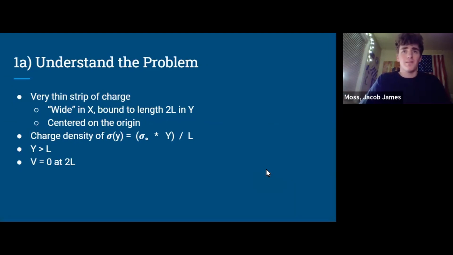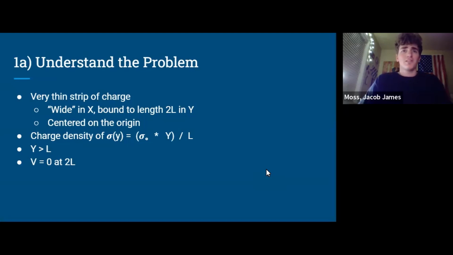We have been tasked with looking at a very thin strip of charge with several key properties. The first of which is that this strip is very wide in the x direction, not exactly defined yet, while maintaining a given length of 2L in the y direction. The next important bit for us is that the center of this strip is at the origin, which allows for some easier calculations and a set of simpler physical representations.